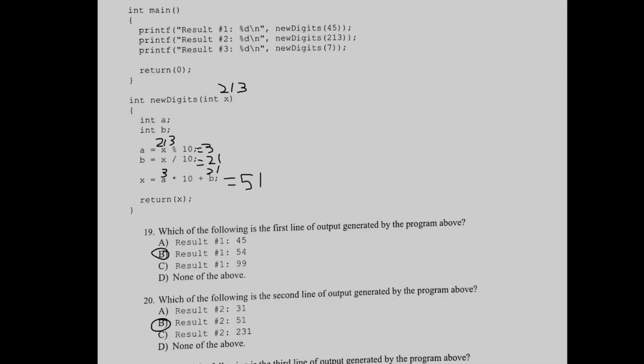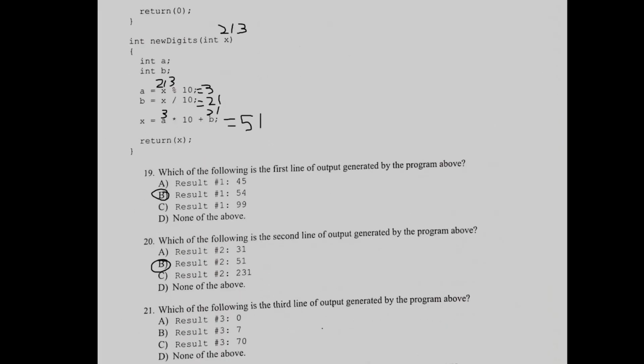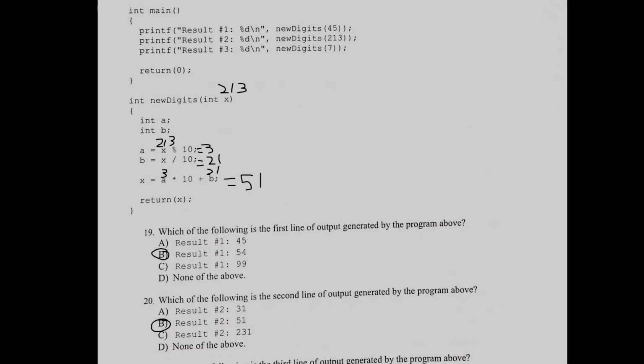All right. Scrolling down. 21. Which of the following is the third line of output generated by the program above? So in this case, we are going to be plugging in 7. And this is a bit easier because it is not, in fact, greater than 10.